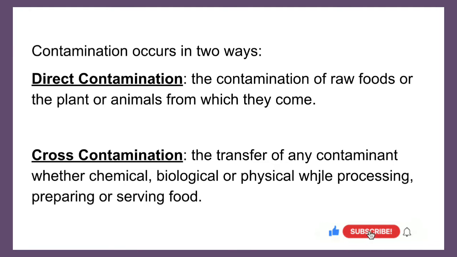Direct contamination would mean that the raw food or the plant or animal would become contaminated from the area which they come, from the source. And then cross-contamination would be the transfer of any contaminant, whether chemical, biological, or physical, while processing, preparing, or serving food. Direct contamination would mean contamination of the food item from its source. And cross-contamination would mean the transfer of any contaminant either while processing, while preparing, or serving food.